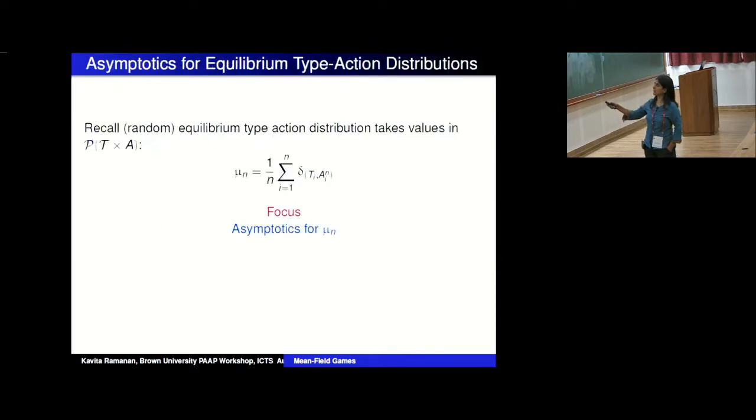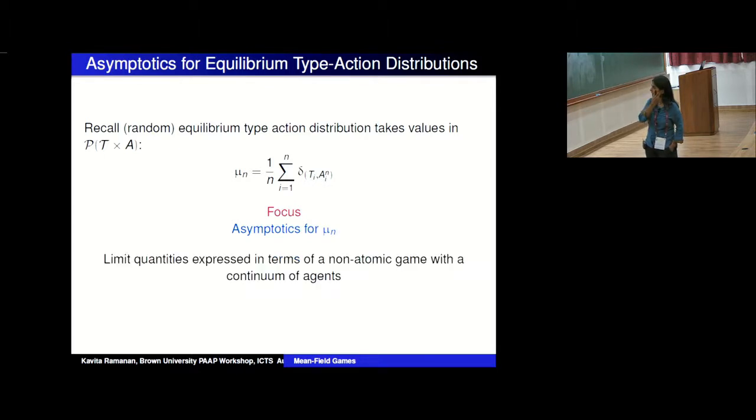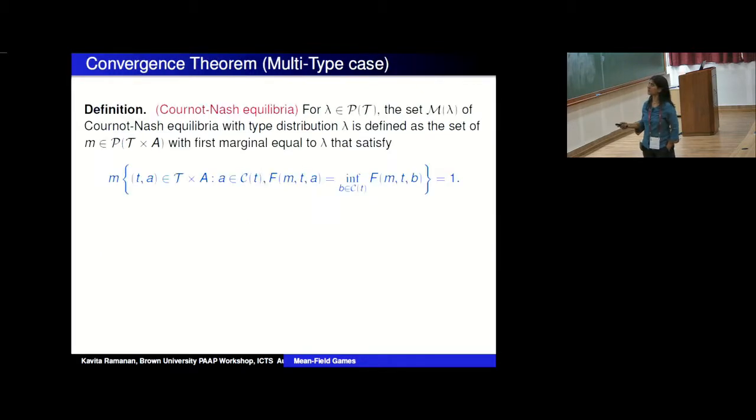So again, now you have this random equilibrium type-action distribution where the randomness is coming from the types, right? And you want to focus on the asymptotics for mu^N. Again, because this is hard to analyze. And again, as before, we have this limit expressed in terms of some non-atomic game, by which I mean a continuum game with a continuum of agents, right?